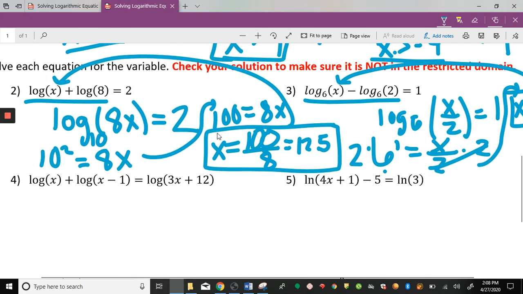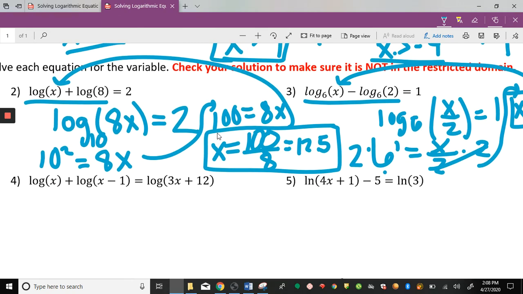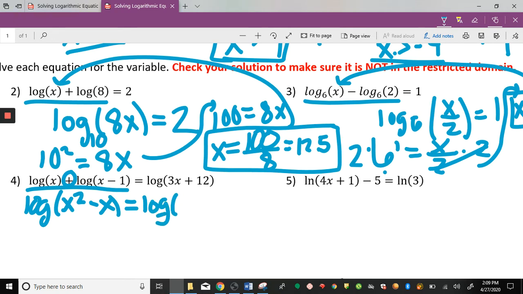So how about this next one? Well, this is the one I just asked you to state the domain with, but what am I going to do in this case? Well, I have to simplify this left-hand side first. And how do I simplify it? Well, it's addition, so I'm going to multiply x and x minus 1. So this gives me log of x squared minus x equals log of 3x plus 12.